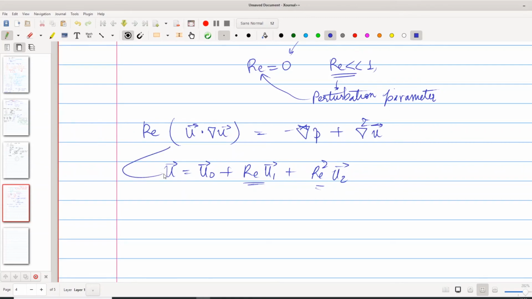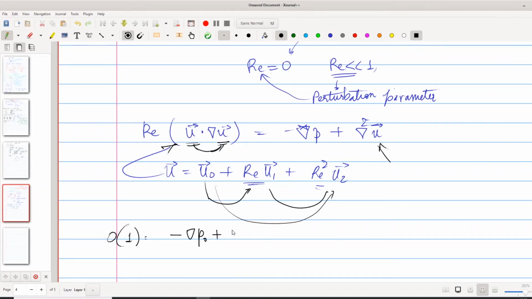If we substitute this form of velocity in the equation and expand all the terms, this nonlinear term will give us cross couplings of u0 and u1, u1 and u2, u0 and u2 and so on. These terms will have no such cross coupling. If we collect order 1 terms, we have minus grad p0 plus nabla squared u0 equal to 0. If we take order Re terms, we have minus grad p1 plus nabla squared u1 equal to u0 dot nabla u0.